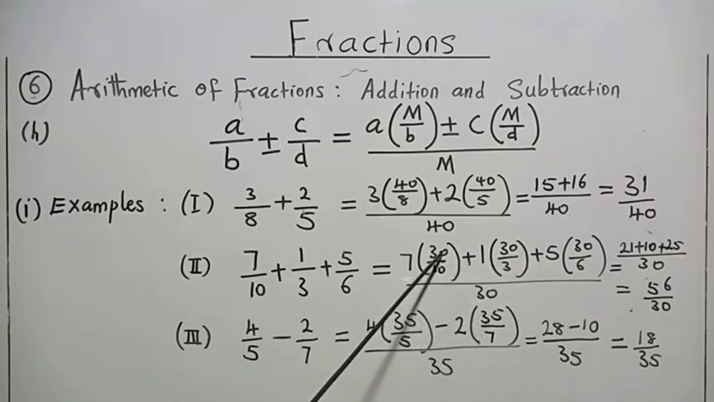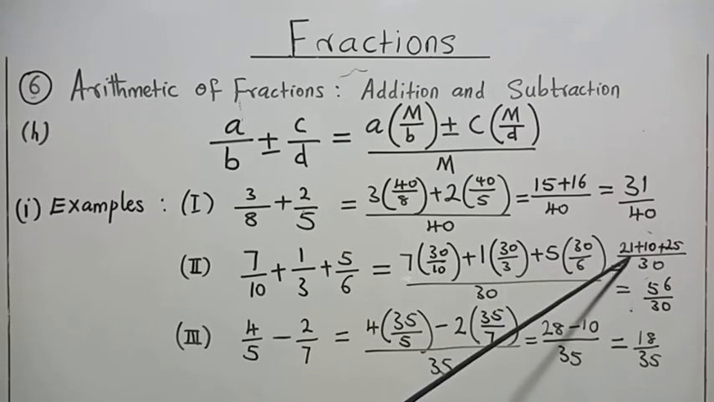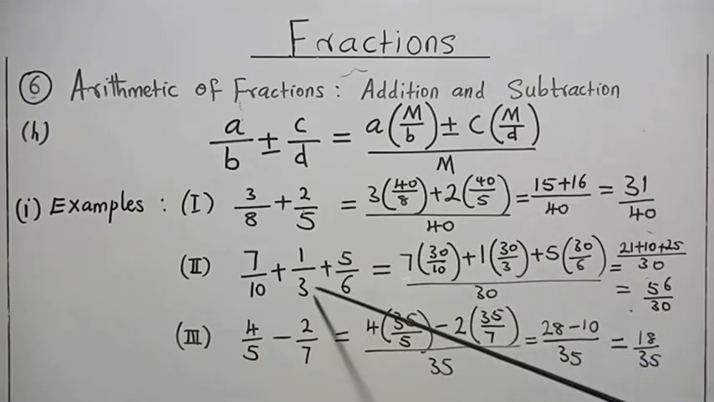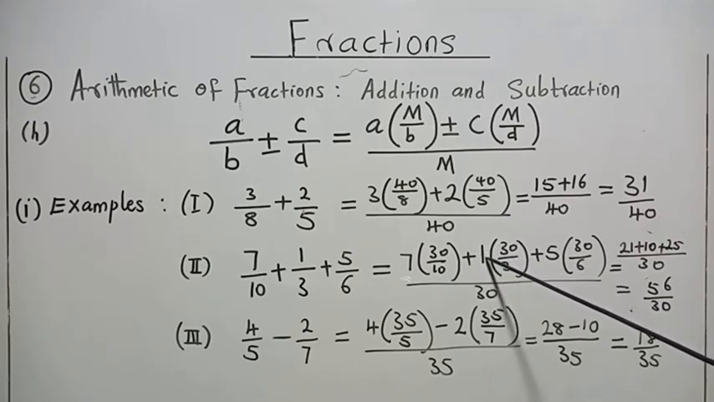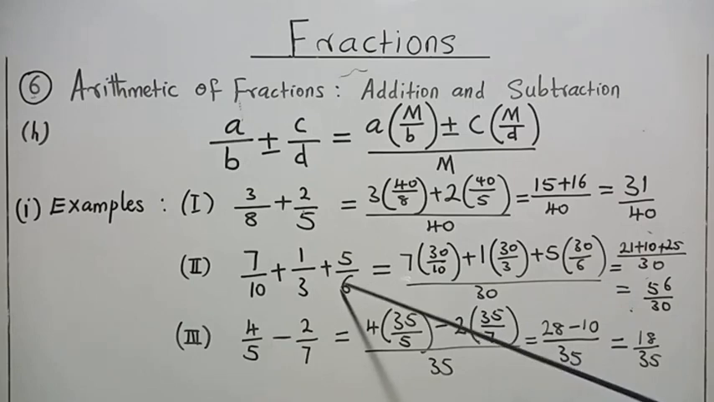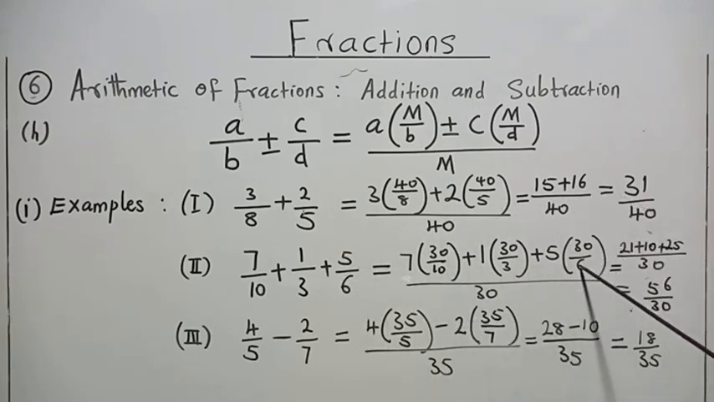That is, 10 dividing 30 is 3. 3 times this 7 is 21. And then you have this 3 dividing this 30. The answer is 10. 10 times 1 is this 10 here. Then this 6 dividing the common multiple, this is 6 dividing this 30. The result is equal to 5. 5 times this 5 is this 25. Now, I believe you know why we got 21 here, 10 here, and 25.